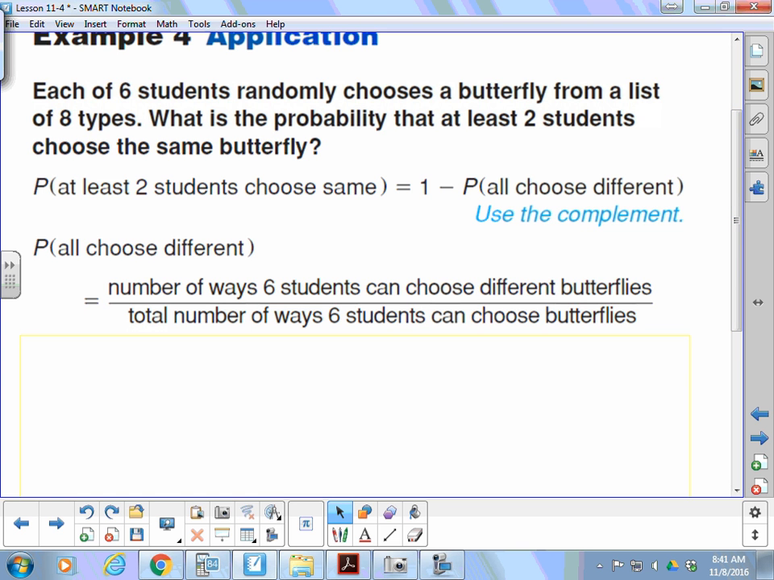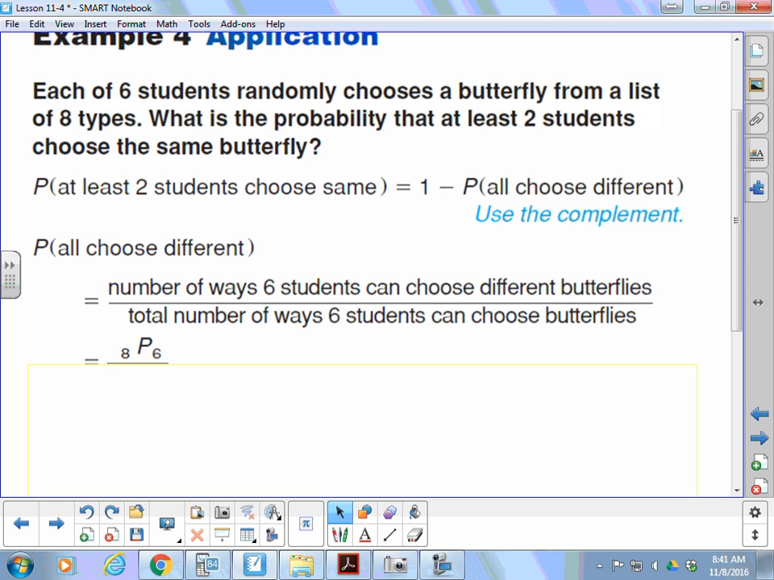So the number of ways that 6 students can choose different butterflies is going to be a permutation of 8 choose 6, because order matters. Once Jake chooses a butterfly, that butterfly is taken, right? Then once Jamie chooses one, that one's taken. So there is order to that because we're specifically giving a butterfly to an individual person.